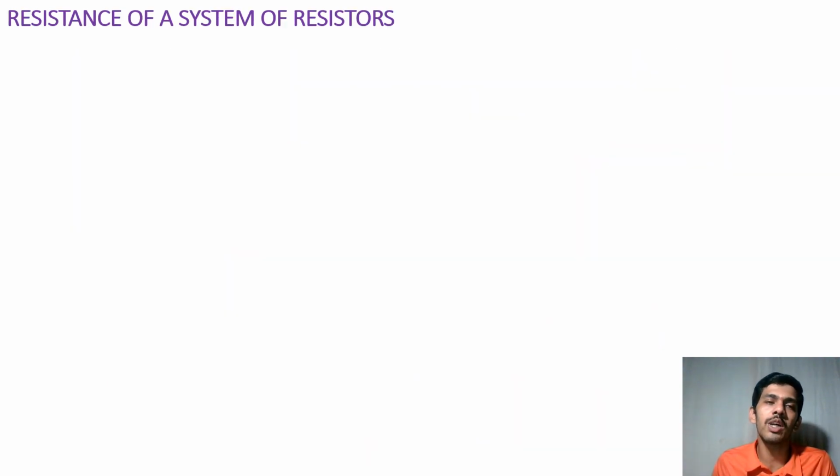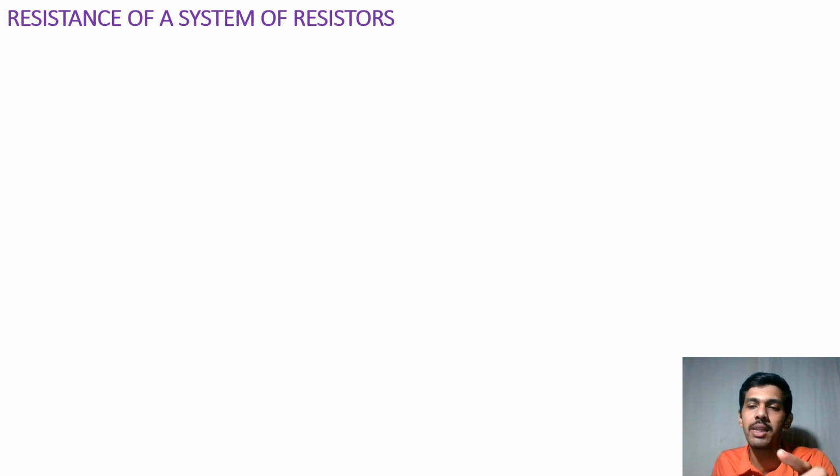Now we shall move on to the concept of resistance of a system of resistors, also called the combination of resistors. There are two methods of connecting resistors. Say, if two resistors are given to me, I can connect one resistor here and the other resistor here, so that one end of one resistor is connected to the other end of the other resistor. That means back to back. If the resistors are connected back to back, it is called a series combination.